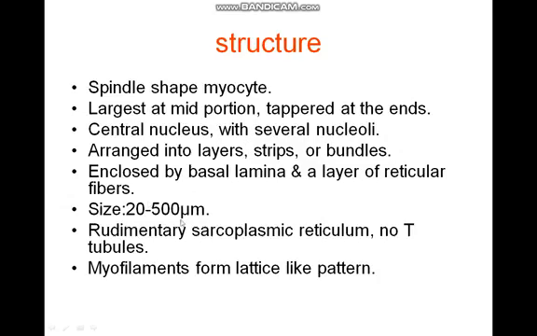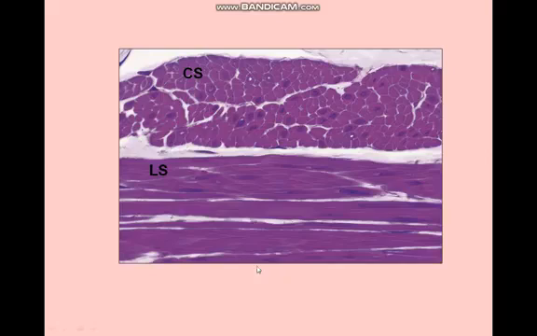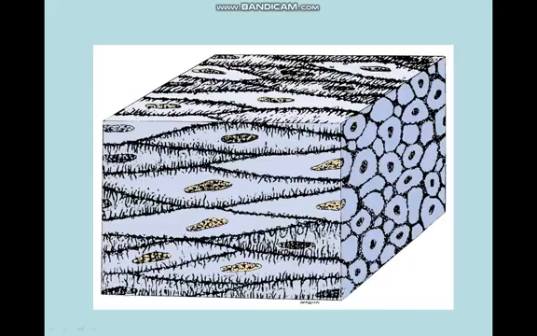They reach up to 50-100 micrometers in length. They have less sarcoplasmic reticulum, no T-tubules, and the myofilaments are not regularly arranged, such as in the sarcomere of skeletal muscle or in cardiac muscle. They are found in a lattice-like pattern. In this figure we can see a longitudinal section of smooth muscle. We can see the spindle-shaped nuclei, and this is the cross-section, which is called the mosaic pattern of smooth muscle.